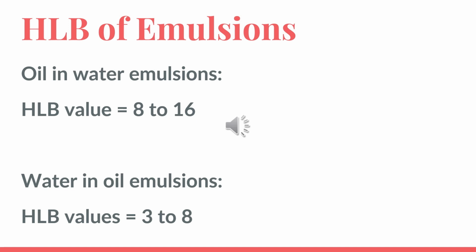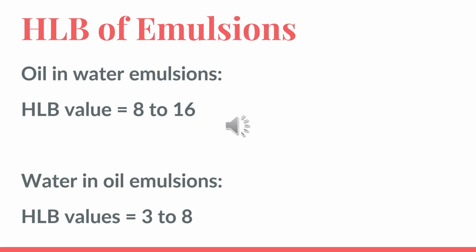Now let's see the HLB values of emulsions. Oil in water emulsions have an HLB value of 8 to 16. Water in oil emulsions have an HLB value of 3 to 8.